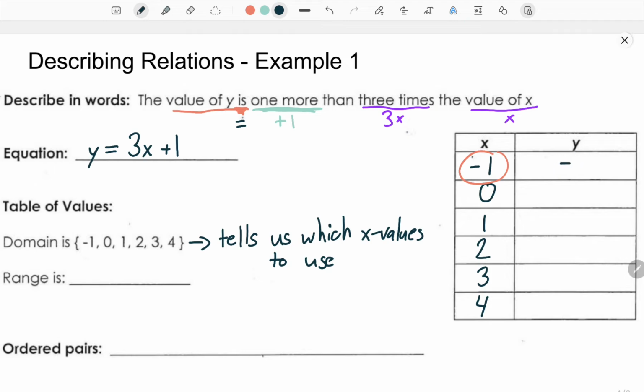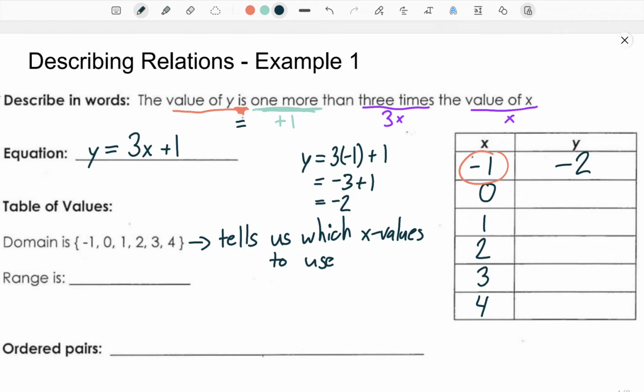And to figure out what goes into the column next to it, what we do is we write down the equation. We're doing 3 times that value, so 3 times -1 plus 1. So essentially, we're replacing this x in the equation with -1. And if we calculate that out, 3 times -1 is -3 plus 1, which is equal to -2. And so then on our chart, we write down -2. And so we keep doing this for the various values.